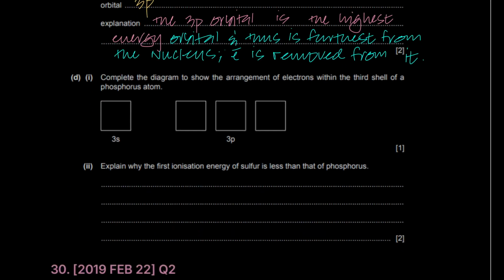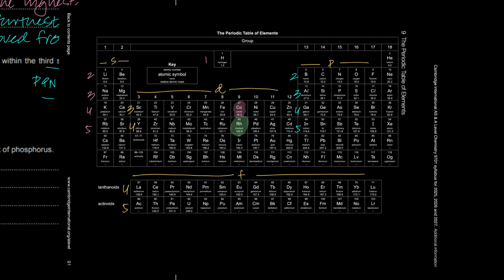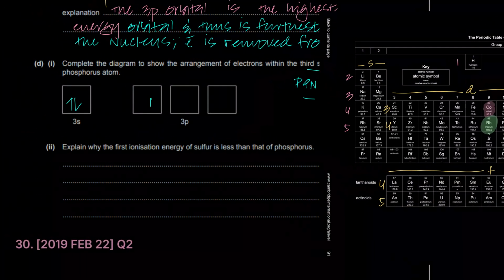Complete the diagram to show the arrangement of electrons within the third shell of a phosphorus atom. The third shell, which means principal quantum number 3 of phosphorus atom. Let's check it out. Just check the periodic table. I can't be bothered. So let's just add the periodic table. This is principal quantum number 3. So principal quantum number 3 is right here. This is 3s2 and 3p1, 2, 3. So 3s2, 3p3. Happy? Done.